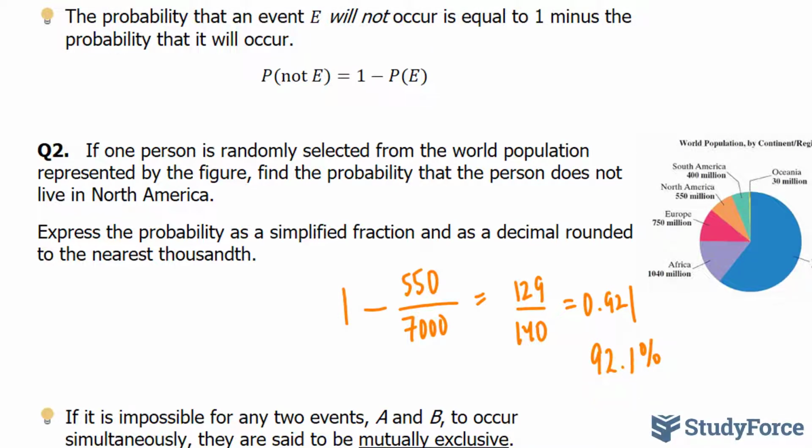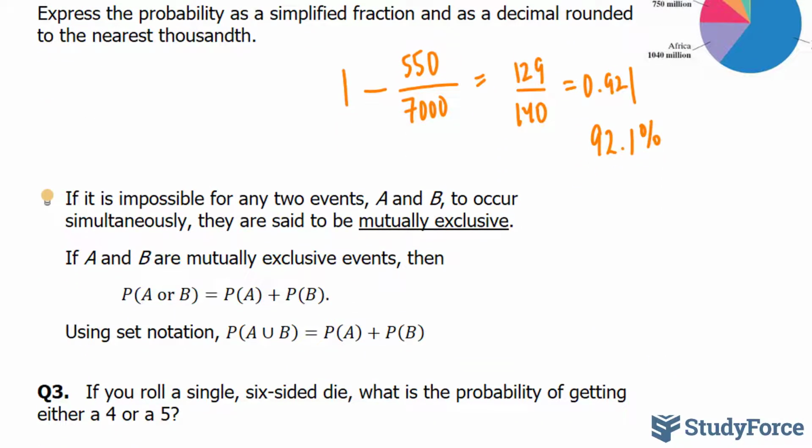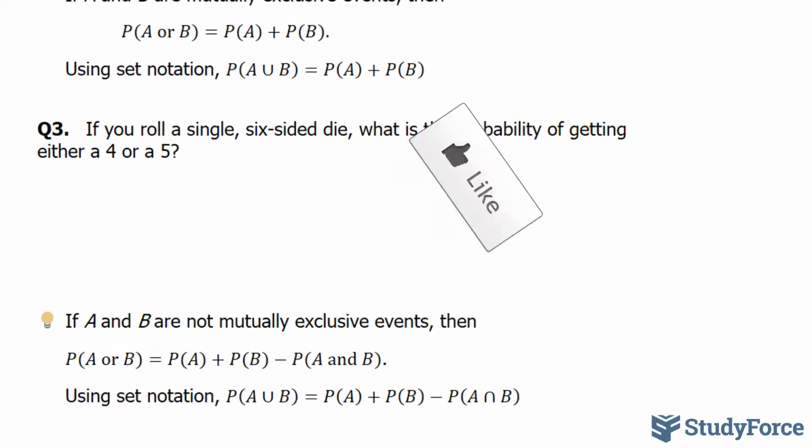Let's continue. If it is possible for any two events, let's say A and B, to occur simultaneously, they are said to be mutually exclusive. If A and B are mutually exclusive events, then we can write it out as the probability of A plus the probability of B. And using set notation, we write down the probability of A, and this symbol is union, B. So let's go ahead and do a question related to this. If you roll a single six-sided die, what is the probability of getting either a 4 or a 5?